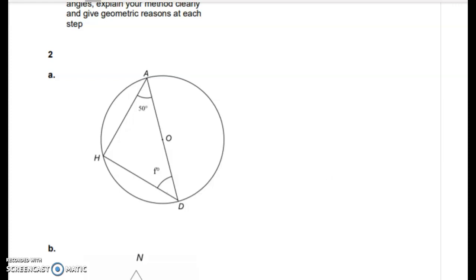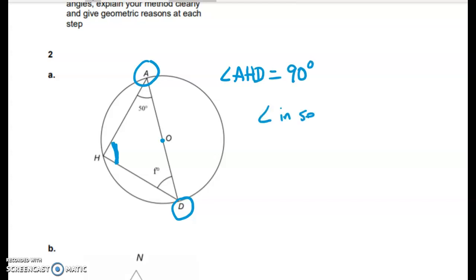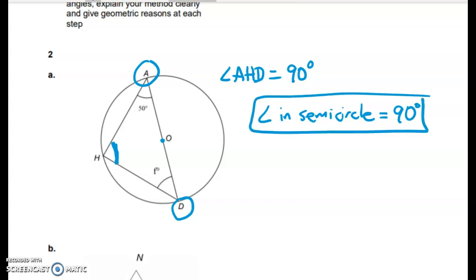We've got a circle, and we can see the point O is the centre of the circle. So as soon as we see that, we should think, well, that means that AD is a diameter, and that means that I've got a semicircle, and that this angle here is 90 degrees. So we can say that straight up. We can say angle AHD is 90 degrees, and my reason for that is the angle in a semicircle is equal to 90 degrees. So there's your first reason.